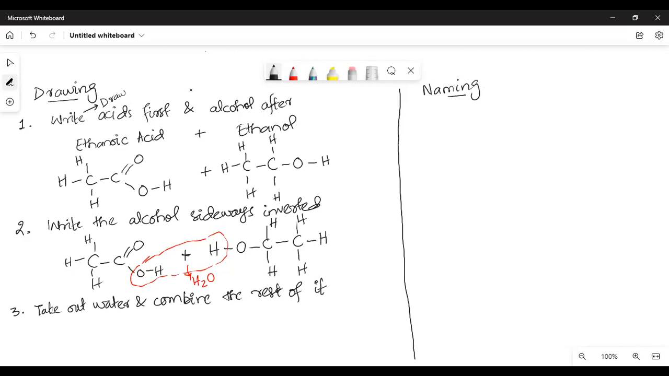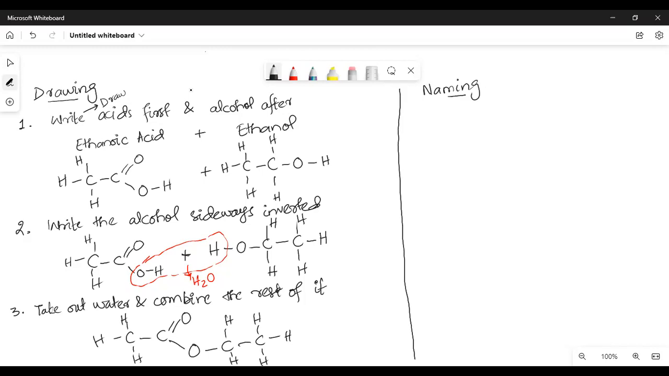So the whole thing becomes C. Now, from this part onwards, we write this one. So that becomes O, then CH, and I have a little less space at the bottom, so I'm gonna write it in this way. So there you go. You have already combined the rest of the part, and that's your ester.